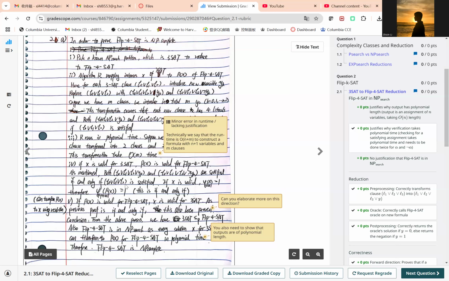If one side is two, if one side is zero, another will be zero. And also we need to show that the output is of polynomial size. Of course, so from this transformation, right?